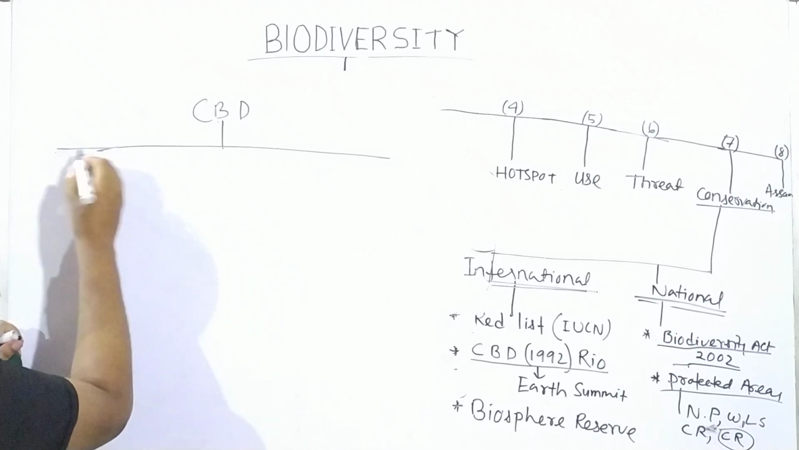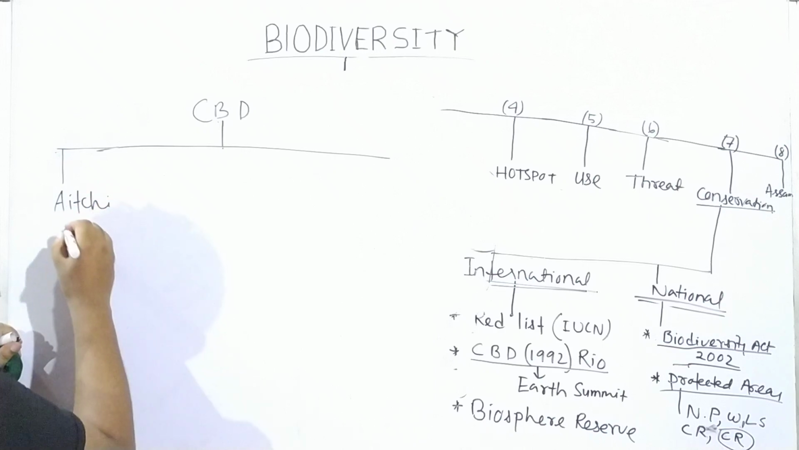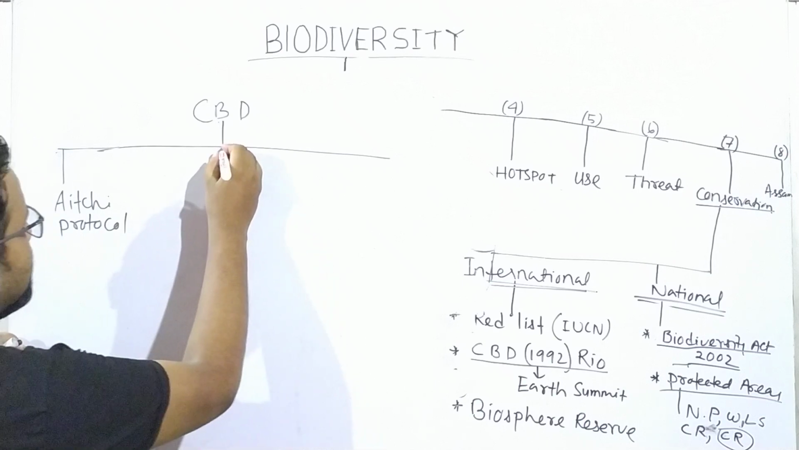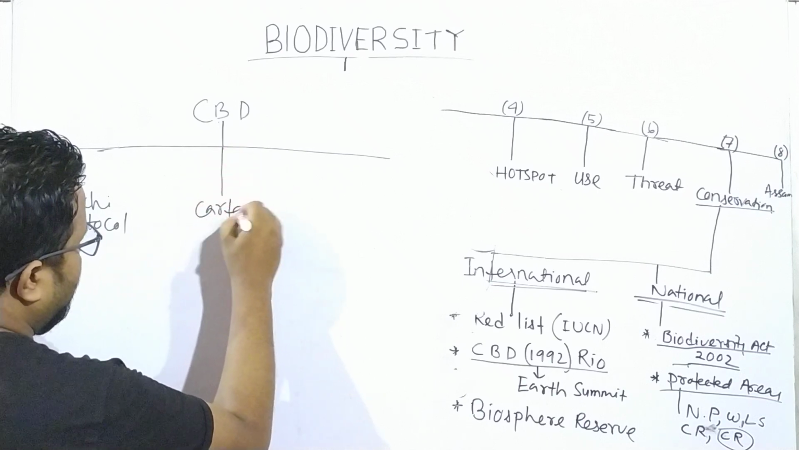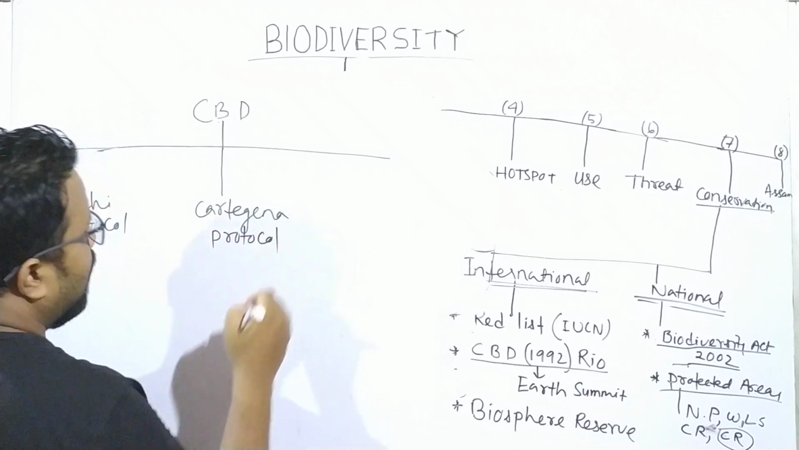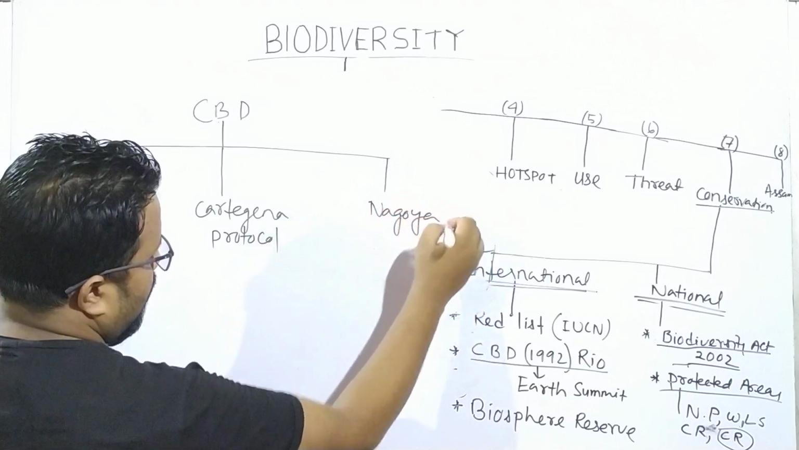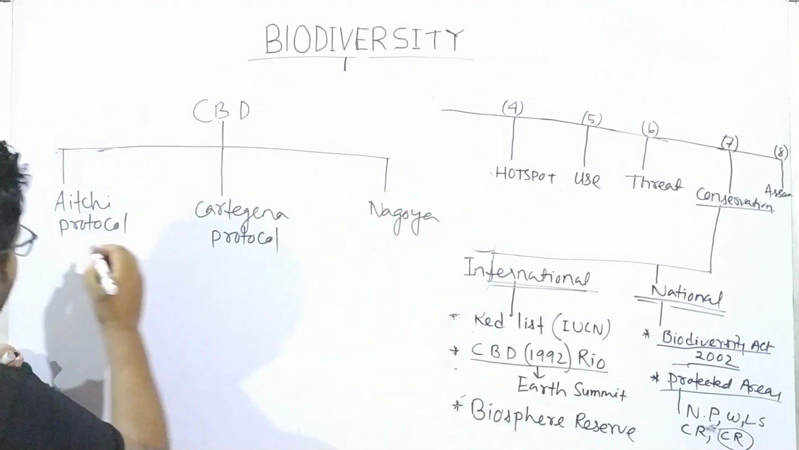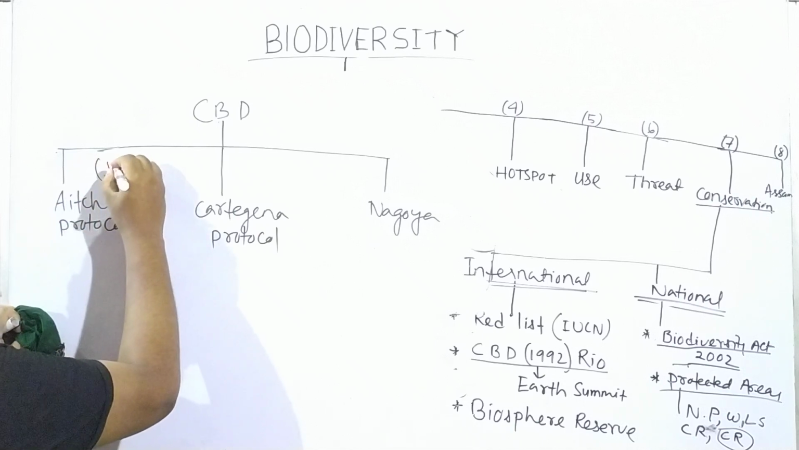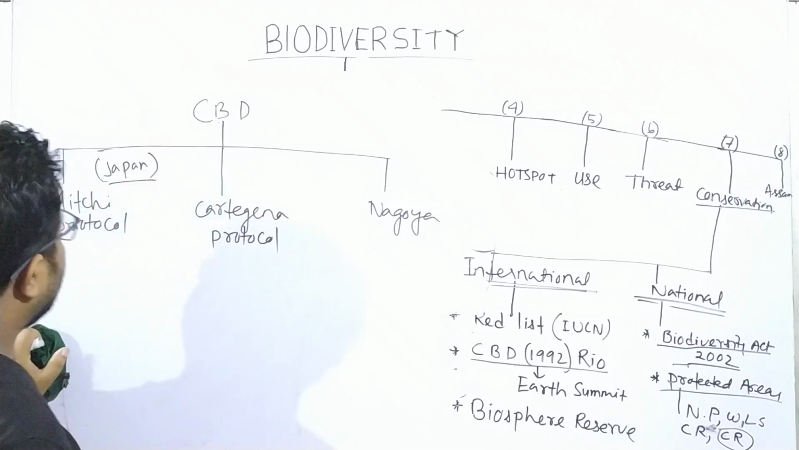basically three protocols. One is called the Aichi protocol. Another is called the Cartagena protocol. The next one is the Nagoya protocol. These are the conferences of the parties. Aichi took place in Japan.